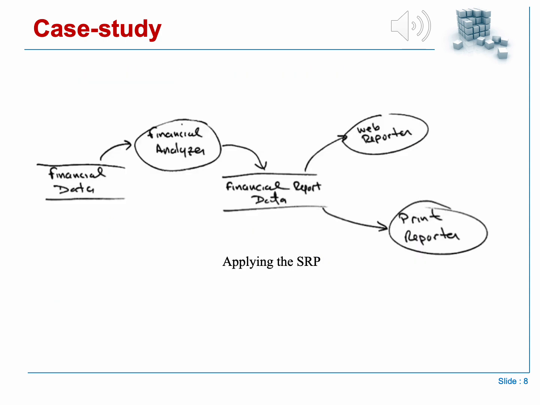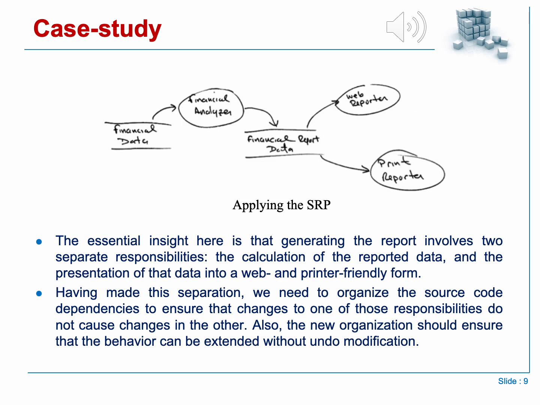By applying the SRP, we might come up with a data flow view like this figure. Some analysis procedure inspects the financial data and produces reportable data, which is then formatted appropriately by the two reporter processes. The essential insight here is that generating the report involves two separate responsibilities: the calculation of the reported data, and the presentation of that data into a web and printer-friendly form.